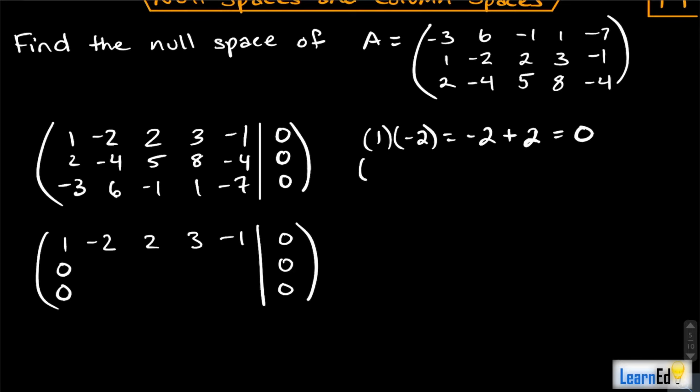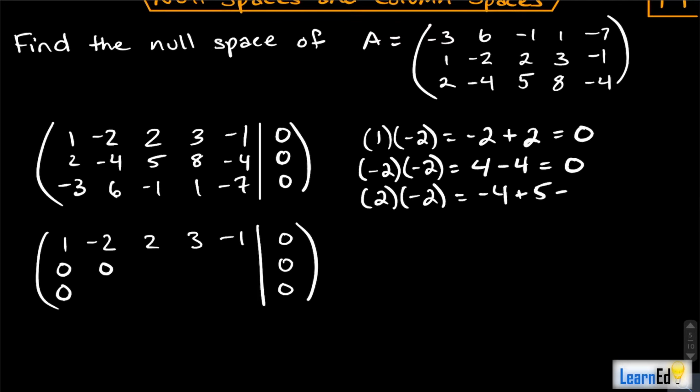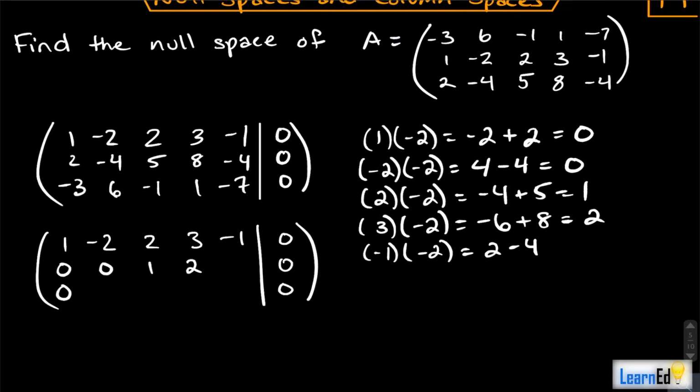Now we'll do that for the entries across the first row. So we'll start off with that -2. Multiply by -2, get 4. We subtract the 4 that's already in the second row, and we get 0. We can do that for the 2 in the first row. We get -4. We add 5, we get 1. We can do 3 times -2, get -6. We add 8, we get 2. And then lastly, we have a -1 times -2, we get 2. Subtract 4, we get -2.